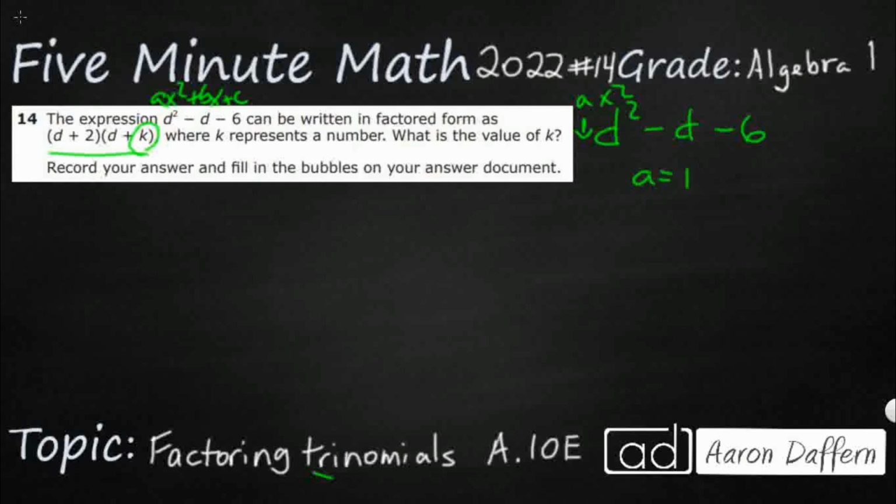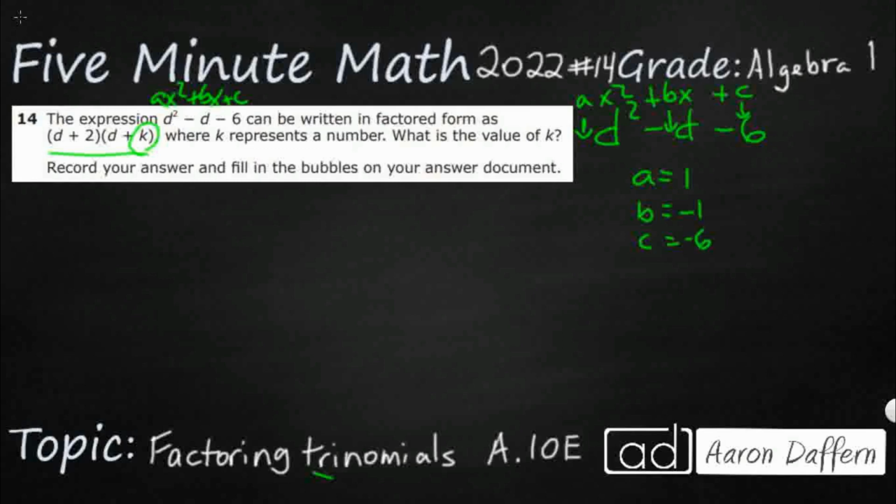And then I've got this bx. Now, there is something there. It's a negative 1. Right? So negative 1d, negative d, same thing. And then I've got a plus c. Now we at least have something, right? We've got this negative 6.